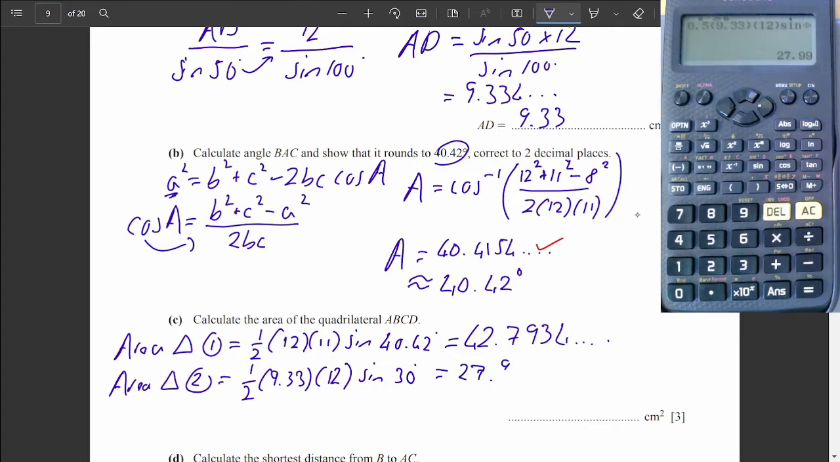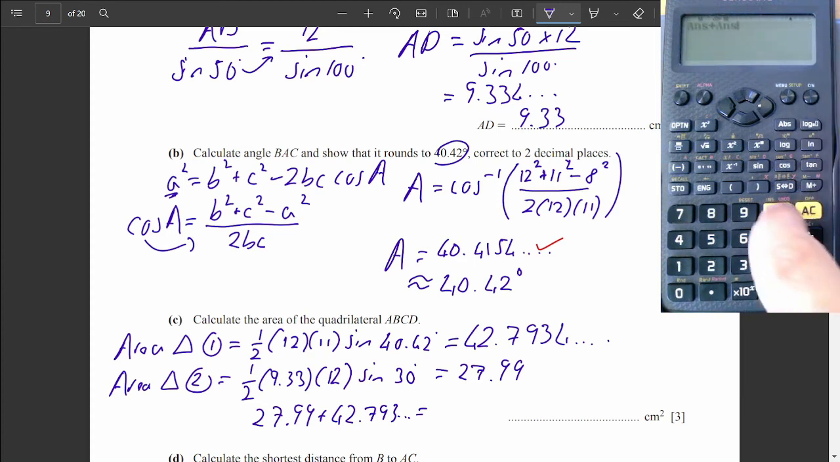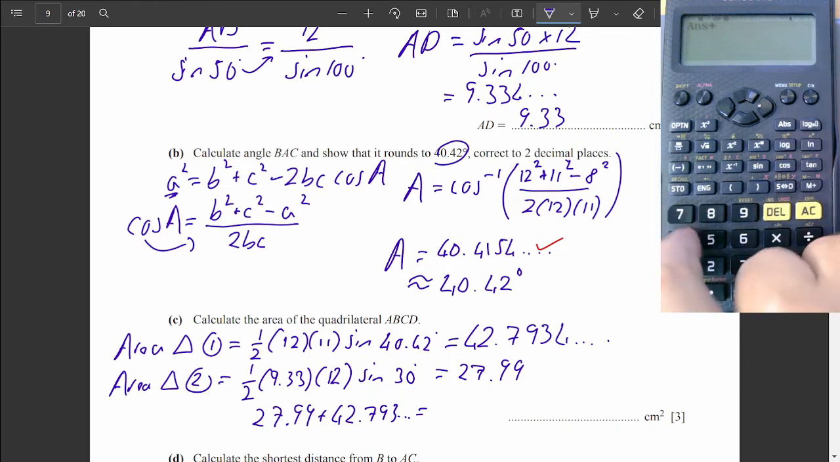$27.99. Adding together the two triangles. Okay, leave this answer here. Add to it my previous answer. Oh no, that's not going to work. Let's type it in.